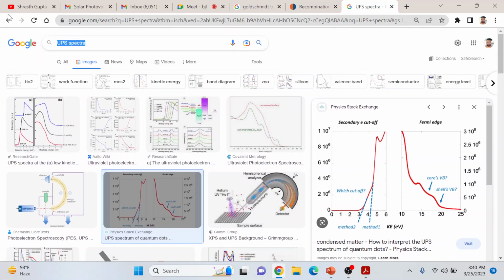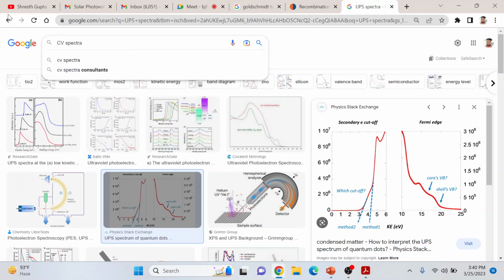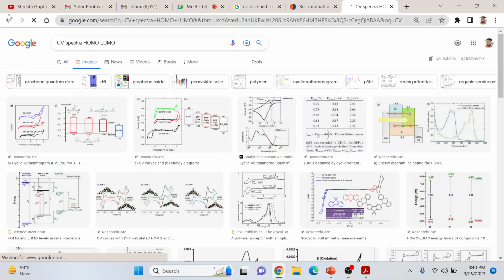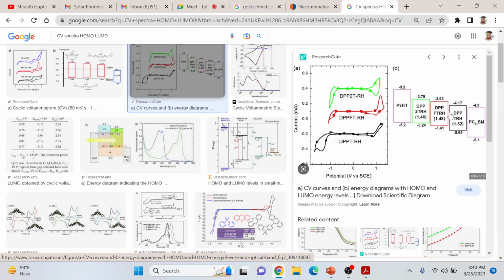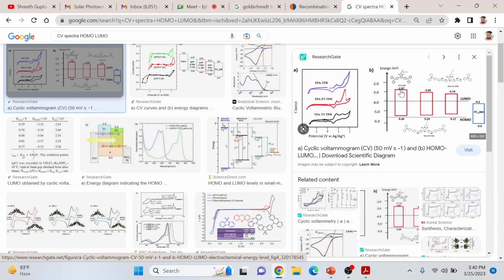And in case of organic compounds, we do the CV spectra, cyclic voltammetry. In CV spectra, we generally get the HOMO-LUMO gap, and accordingly we can choose a material. I'm telling you things which can go above your mind right now, but from this HOMO-LUMO gap, we can find out the conduction band and the valence band, or the HOMO-LUMO, from the CV curves. So these are the things which we keep in mind while we are doping something.